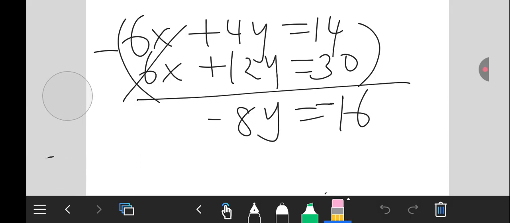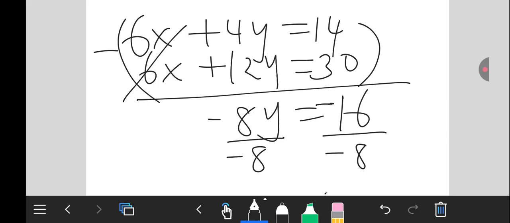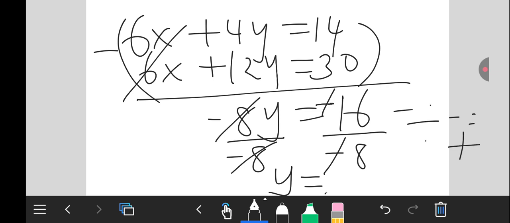Alright, are we good there? So we're going to divide by negative 8 on both sides so as to remain with just y. So negative 8 and negative 8 will cancel, and y is equal to negative 16 over negative 8. When you have a negative divided by a negative, the answer is positive.